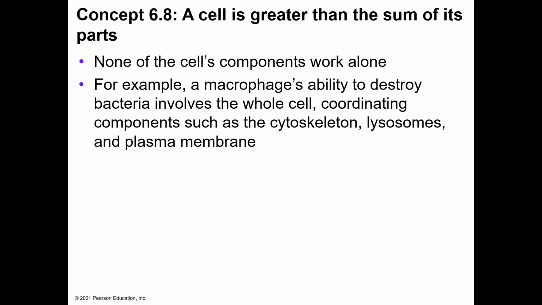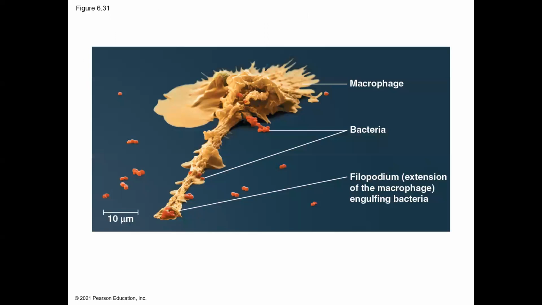And then the last part of this chapter is the idea that a cell is greater than the sum of its parts. None of the cell's components work alone. Nothing just does something on its own. There's always constant movement, constant coordination, with the nucleus in control. For example, a macrophage's ability to destroy bacteria involves the whole cell, the coordinating components of the cytoskeleton, lysosomes, the plasma membrane. Everything works together to do the job that it's supposed to do.